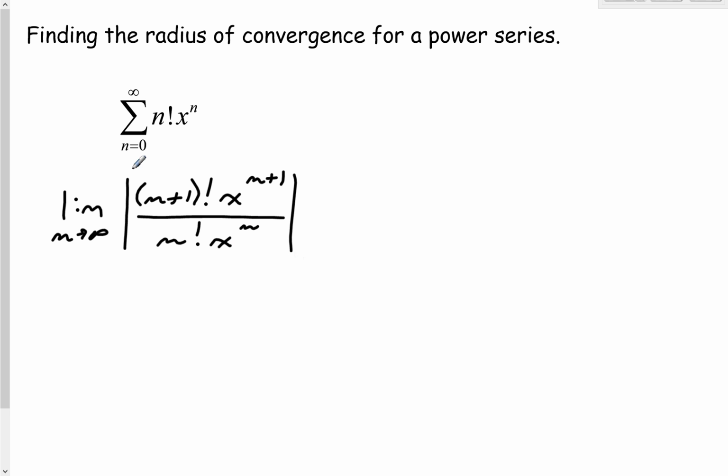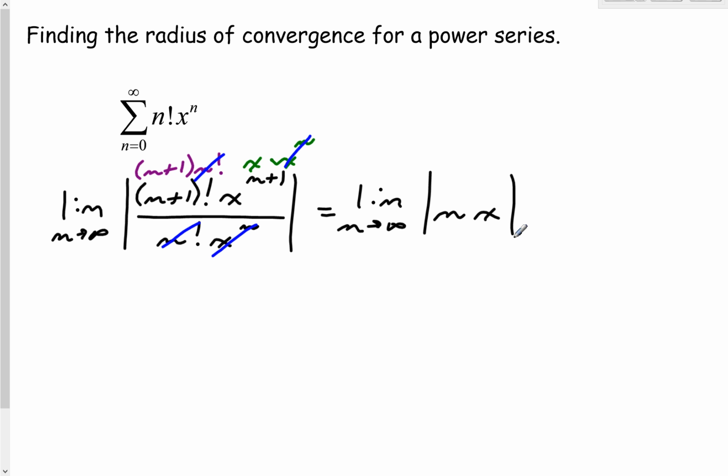Well, n plus 1 factorial is n plus 1 times n factorial. X to the n plus 1 is x times x to the n. So my n factorials cancel, my x to the n's cancel, and I'm left with the limit as n goes to infinity of the absolute value of n times x. Well, I do have an n still in my limit, so as n is going to infinity, n times x, no matter what x is, goes to infinity. So this is diverging.